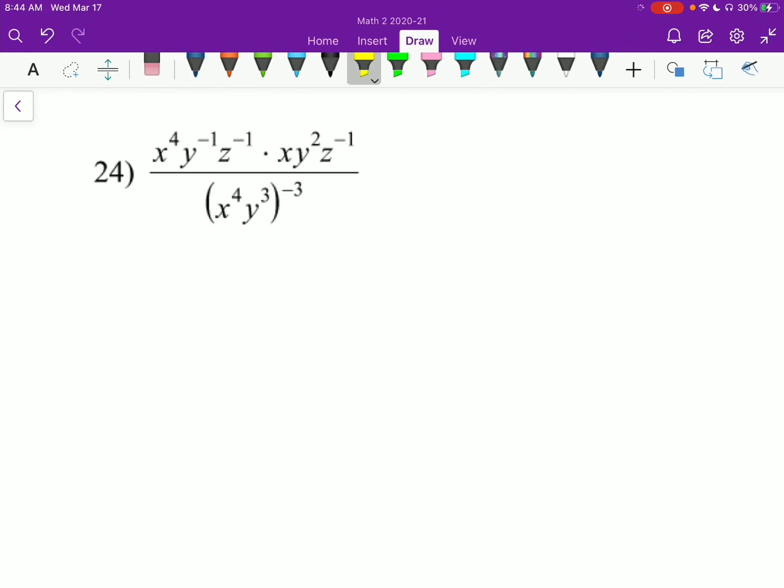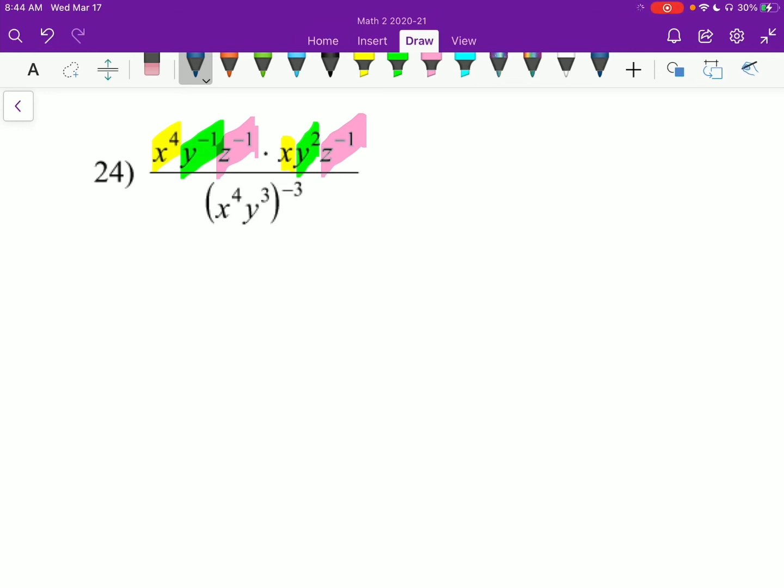Let's start off by distributing the -3 in the bottom. Yeah, that'll be a good way to start. While I rewrite it, I'm also going to put together this x with those x's. And I'll put together this y with the other y, and I'll put the z with the other z. So I'm going to kind of combine the top, right? And since they're all just multiplying together, I'm just going to add the exponents together.